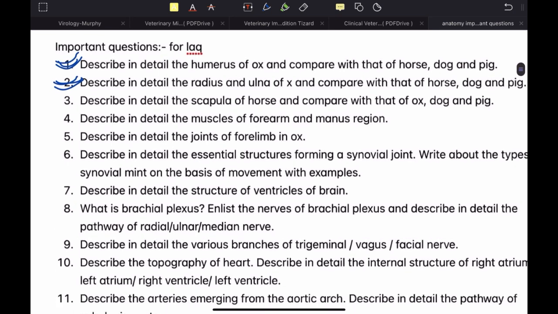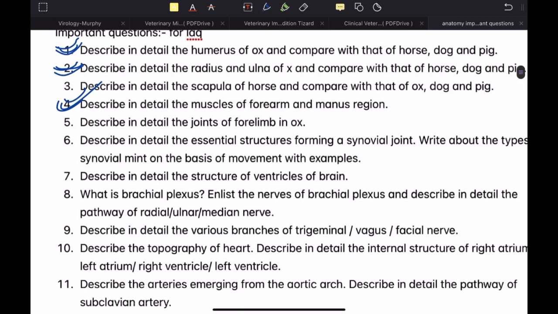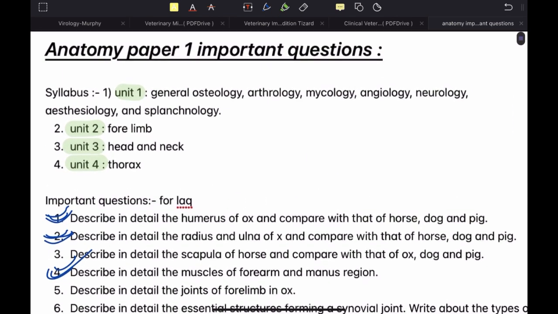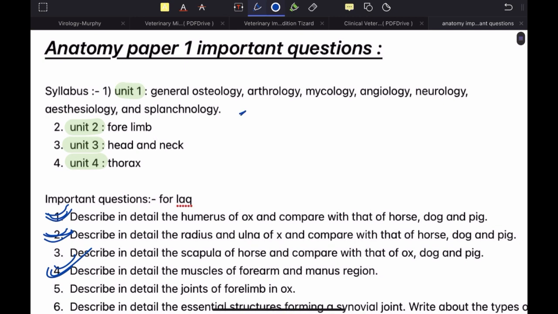Then describe in detail the muscles of forearm and Manus region. The most important question in myology. Okay, whenever we are describing a muscle, what you have to do, you have to make a table. Okay, just make a simple table. So serial number, then make a heading first. Okay, just before the table, sorry. Make a heading. So muscles of the forearm and Manus region, then serial number.